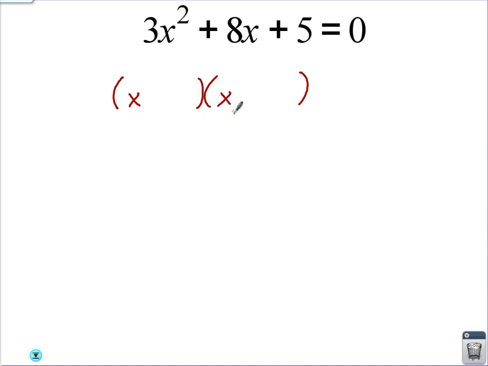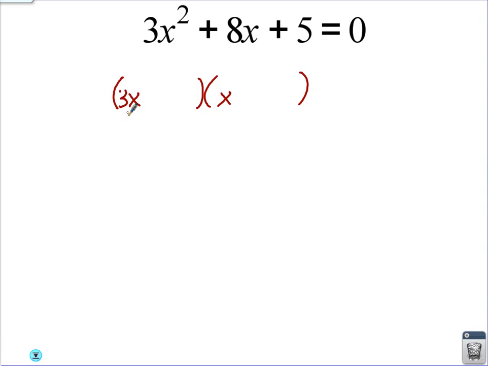Is it x and x? No. It would actually be 3x and x, wouldn't it? What multiplies give you 3x squared? That's an easier one because you're pretty limited. If it's a whole number, it's going to be a 3 and 1. It multiplies to give you 3.